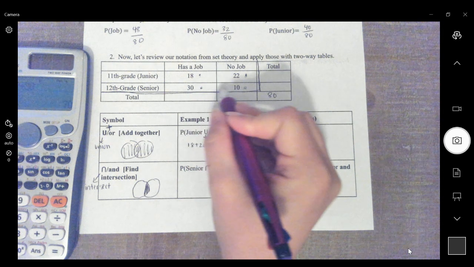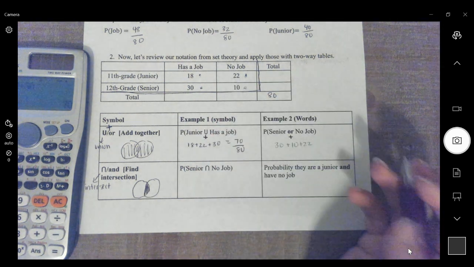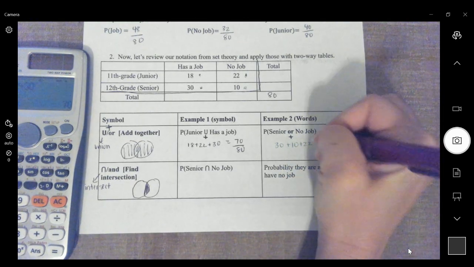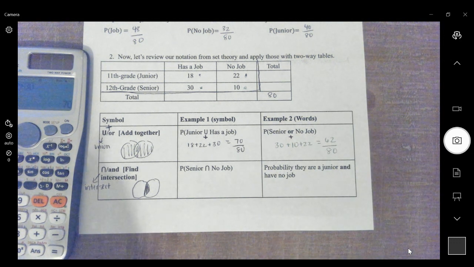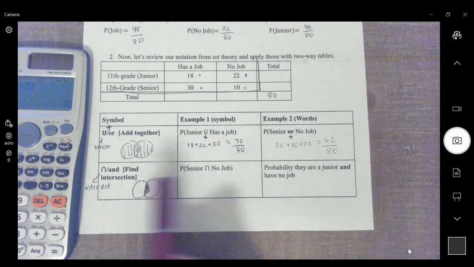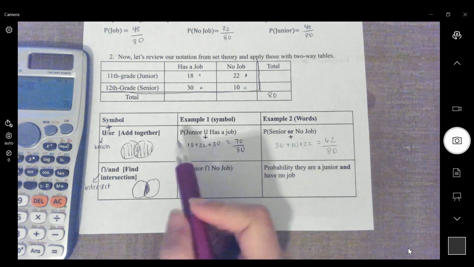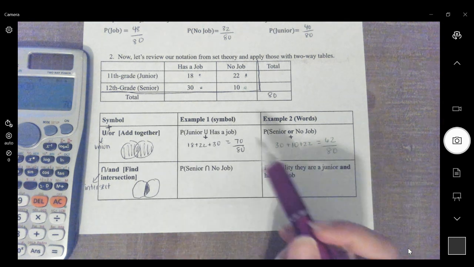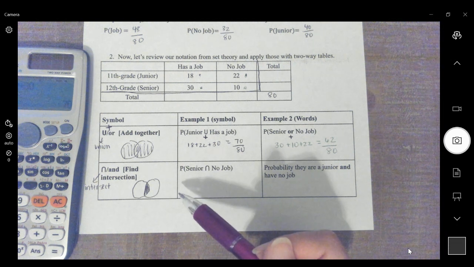So I'm doing seniors, so 30 plus 10, plus anyone with no job, so that's another 22. So 30 plus 10 is 40, plus 22 is 62 out of my total, so 62 out of 80. Okay, so you're adding those sections together. Just don't double count, don't double add. Okay, so that one's a little bit harder because you have to make sure you find the exact ones to add together. Okay, the intersection is not so bad because you just have to find the intersection.